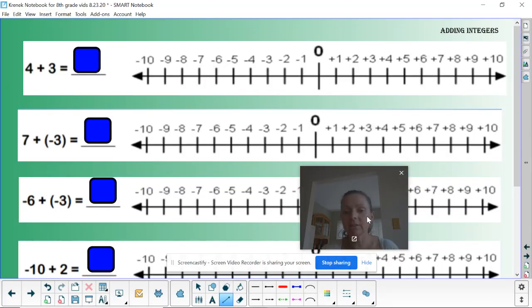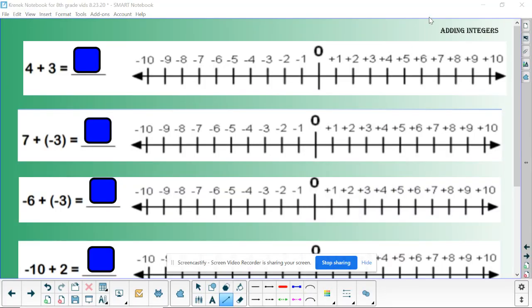All right, let's take a look at adding and subtracting integers on a number line. So let's take a look at this. We're looking at 4 positives plus 3 positives. So I'm going to start at 0. I'm going to go over to 4 positives. And since I'm adding, I'm going to go to the right. I'm going to add 3 positives. So 4 positives plus 3 positives leaves us at positive 7.